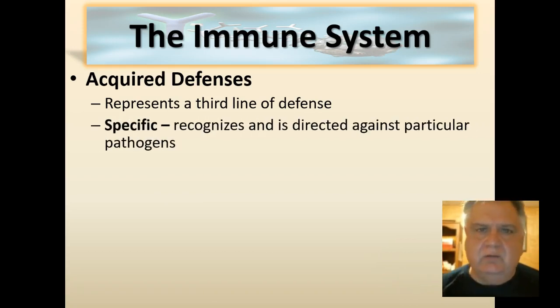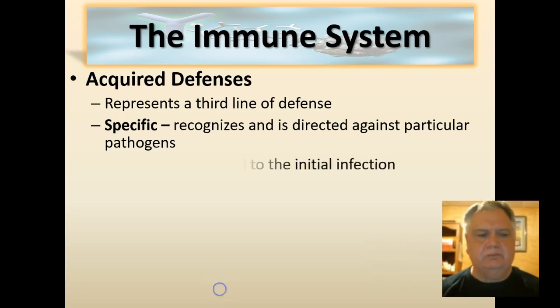Unlike the first two lines of defense, which basically work against any antigen that enters the body or potentially wants to get in, the acquired defenses are very much specific, which means that they recognize and are directed against only a particular pathogen at any one time. So acquired defenses will work against this pathogen but not that one, whereas the first two lines of defense work generally against all pathogens.